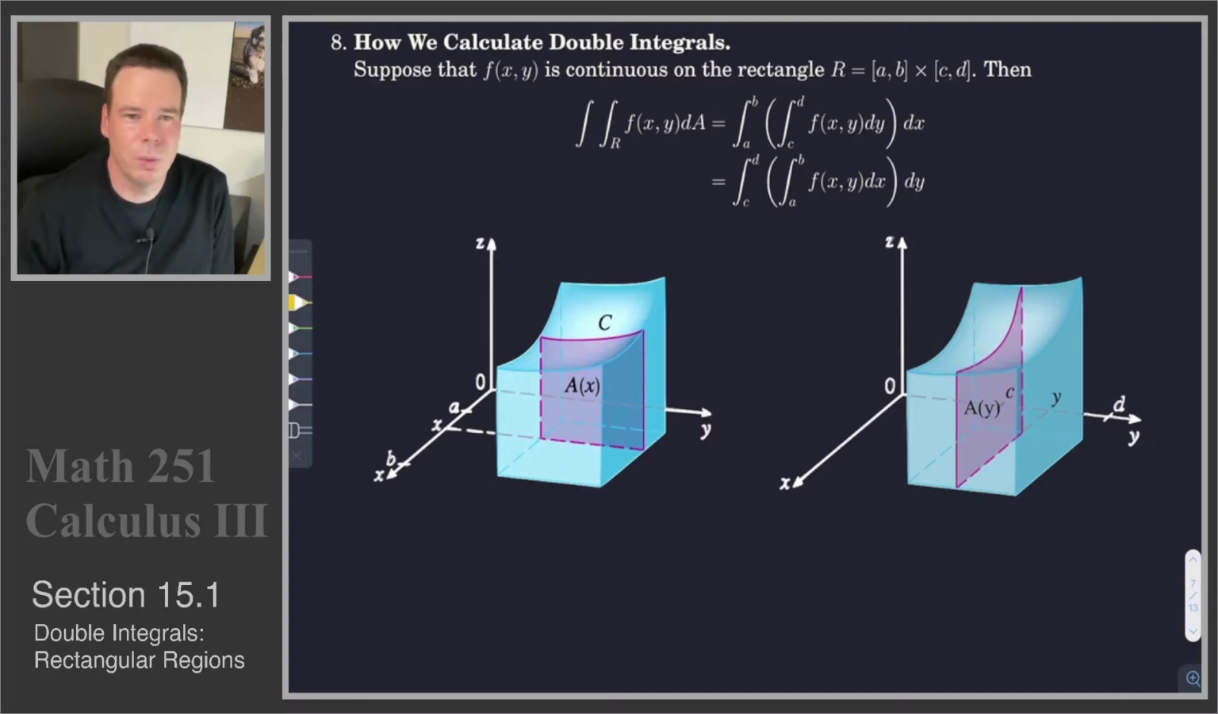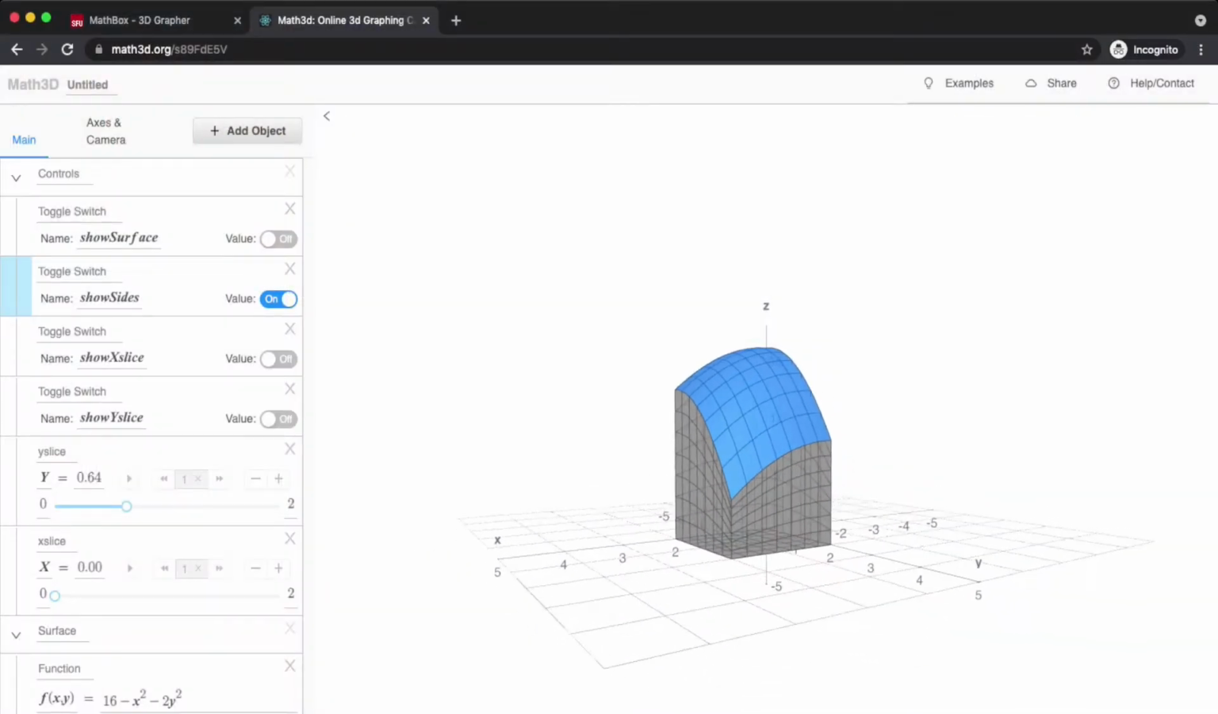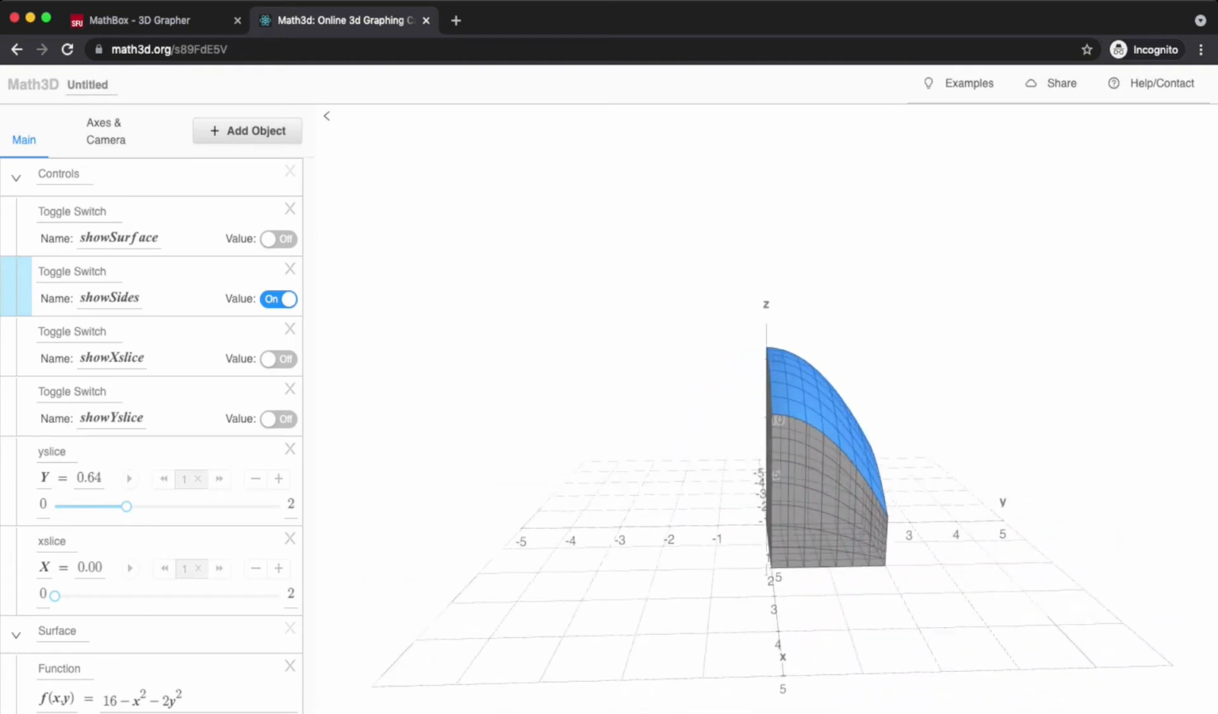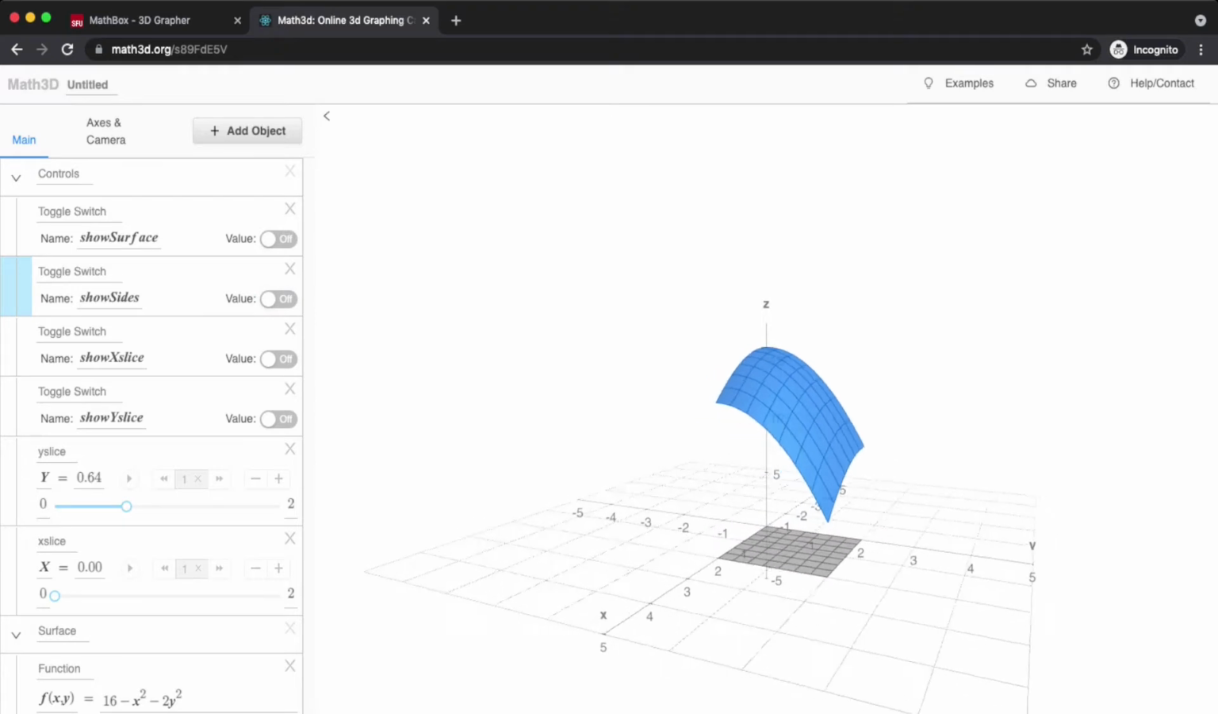Hi everyone. We will now look at how we calculate these double integrals using techniques from Calculus 2. So let's get a visual for what we're doing. We've got this region, we're trying to find the volume of it. So I'm just going to turn the sides off. And here's what we're going to do.